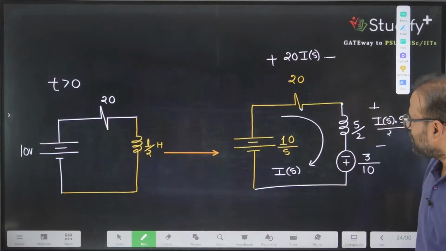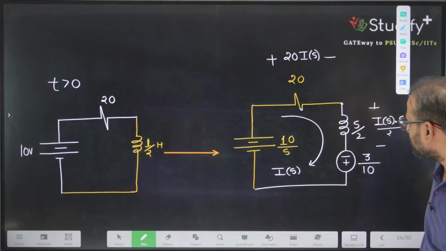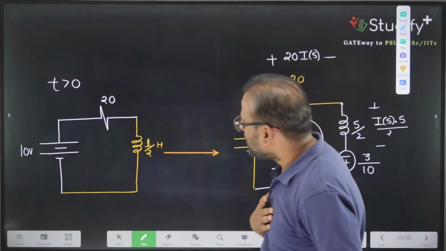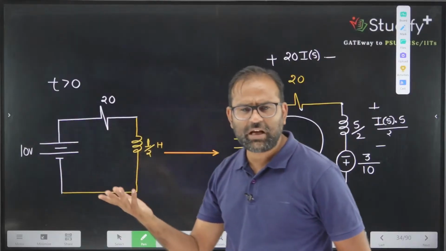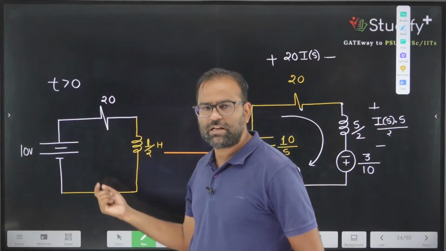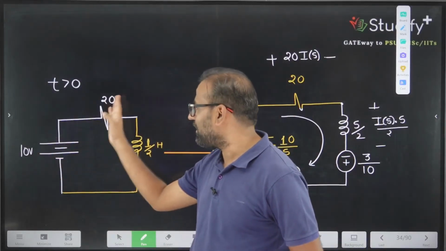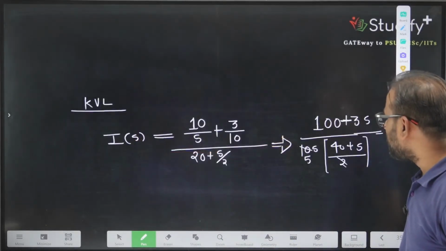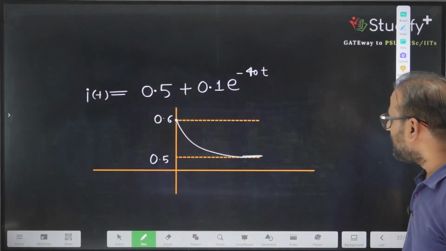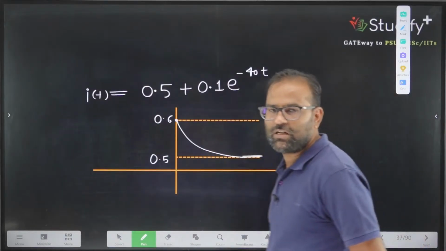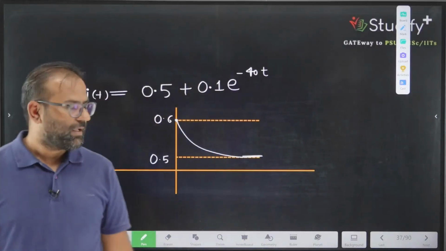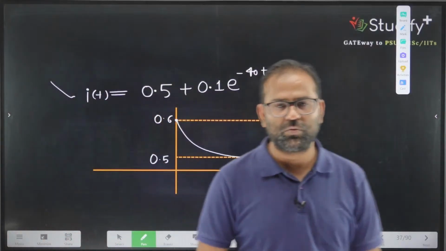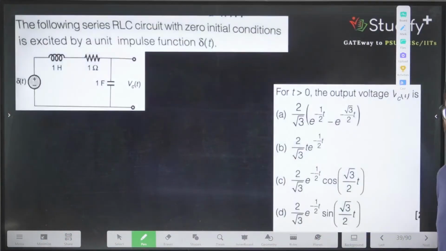And you can also check, what is the final current? Final current is this, 10 by 5. We can check the answer by seeing how this circuit will behave in steady state. This inductor will be short circuited, so 10 divided by 20. 10 divided by 20 is 0.5 ampere. So you know that in steady state the current is 0.5 and the initial current is 0.6. So fine. You can solve the same question using the Laplace approach also. You don't need to perform anything, just write the equation, you will get the answer.